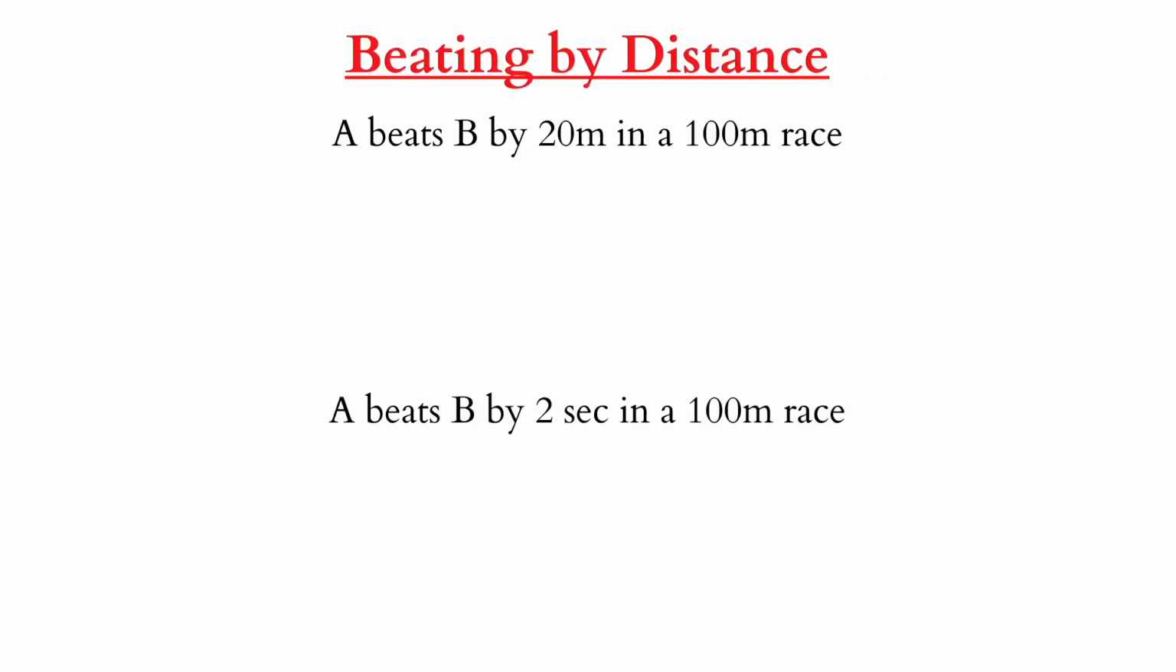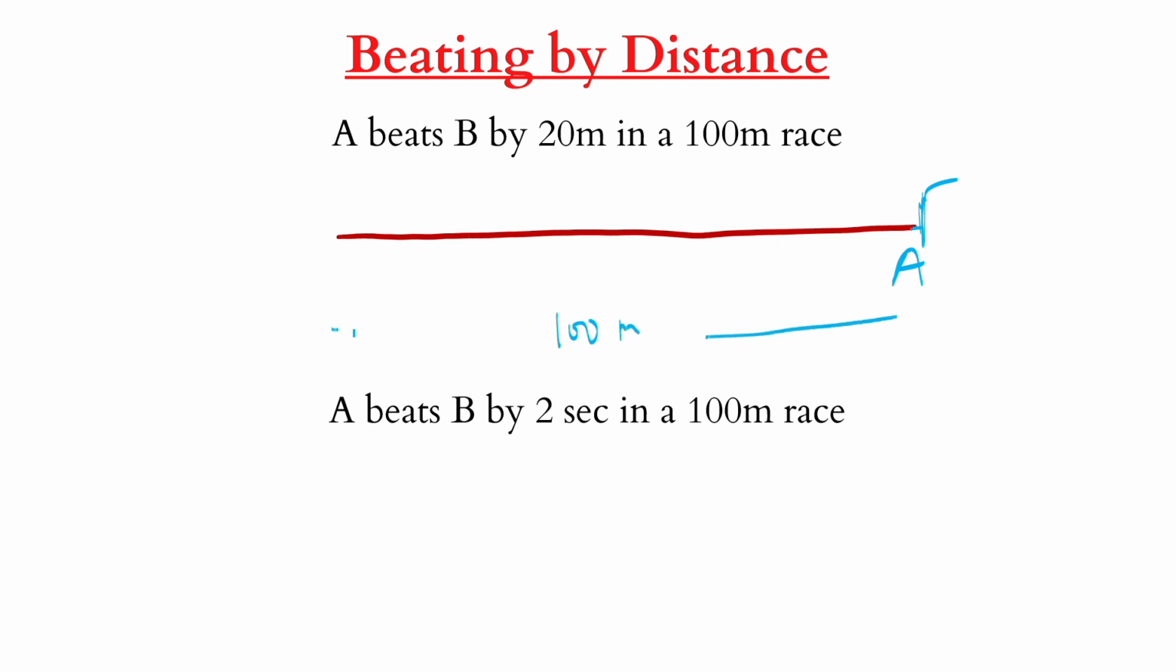Now let's move on to races and tracks, where we will come across some different terminology. Let's look into them one by one. The first term is beating the distance. What does this mean? Let's say A beats B by 20 meters. Now let's assume A is here, and this is the end point of the race, the finish line. A beats B by 20 meters in a 100-meter race. So this is a 100-meter track, right?